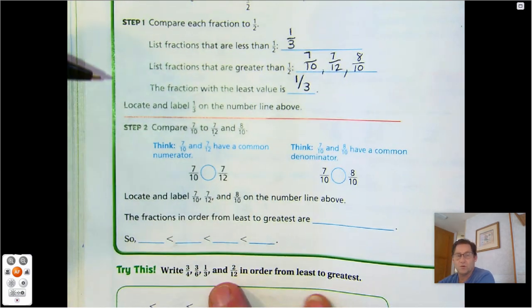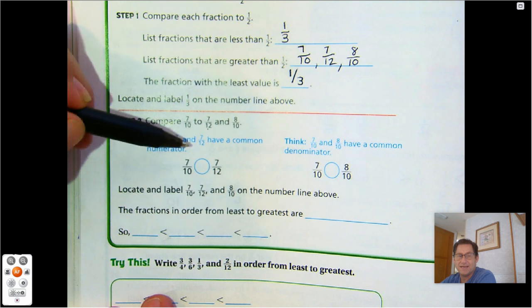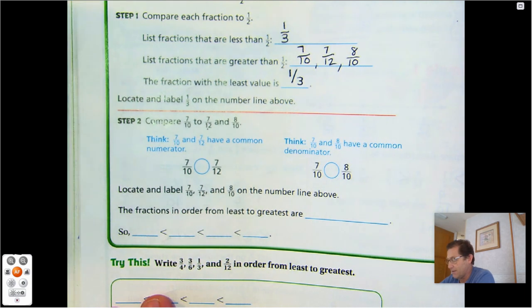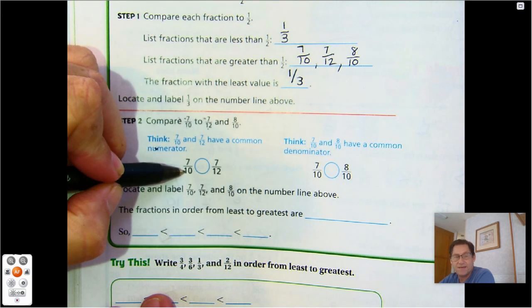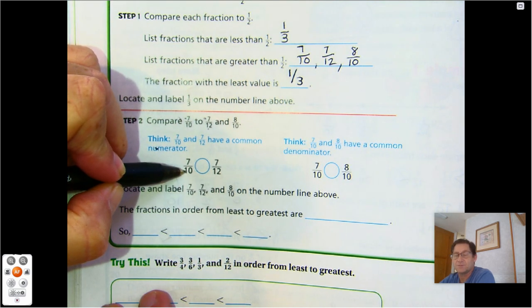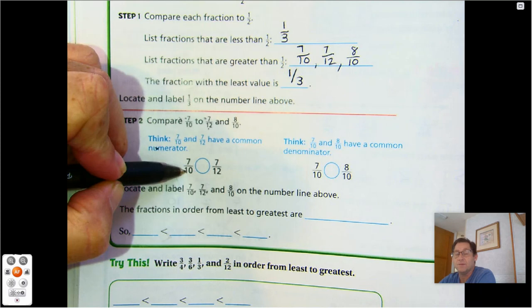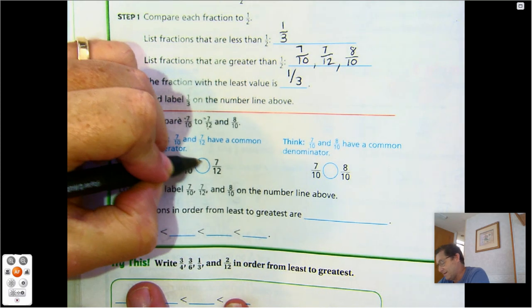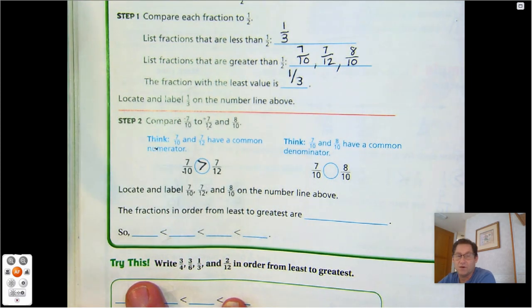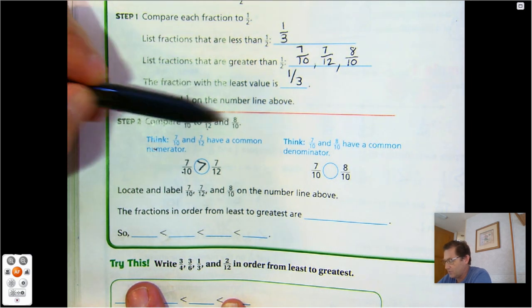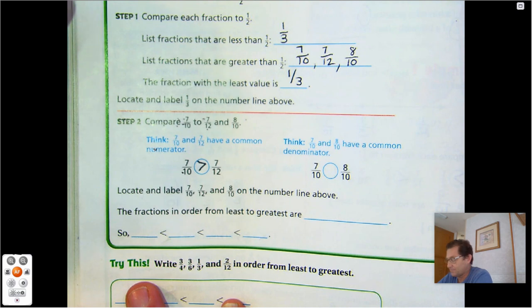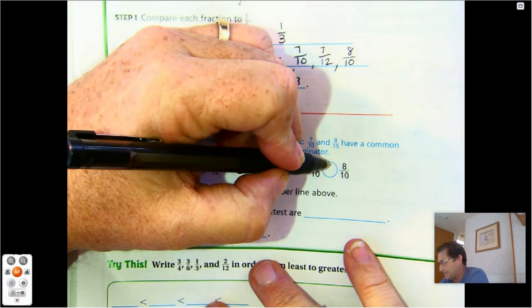So let's think of 7/10 and 7/12 as having a common numerator, right? Okay. The smaller the piece, the bigger the denominator; the bigger the pieces, the smaller the denominator. So 7/10 is larger than 7/12. And then we can also look at 7/10 and 8/10. And 7/10 is less than 8/10.